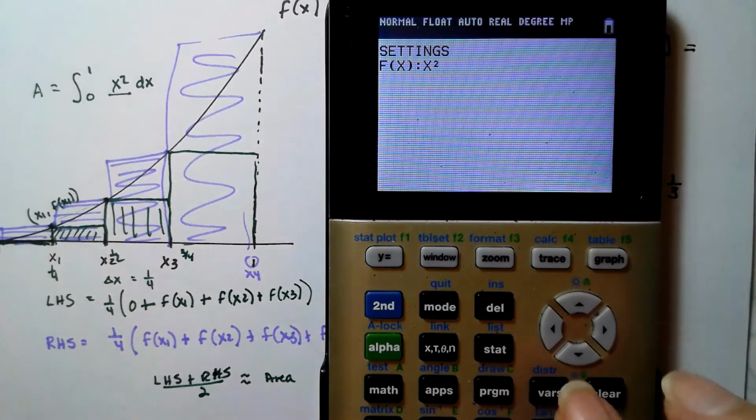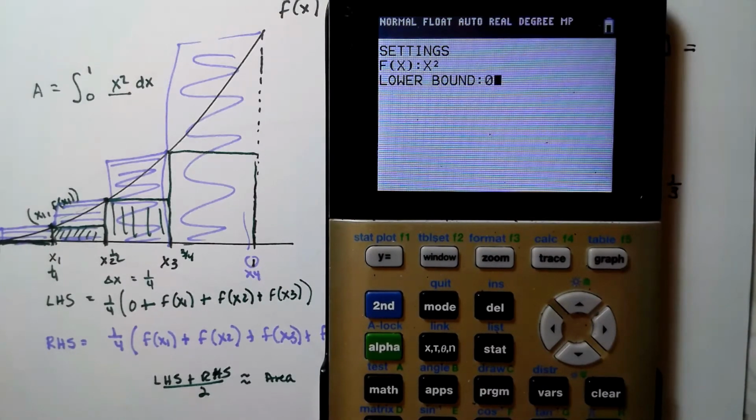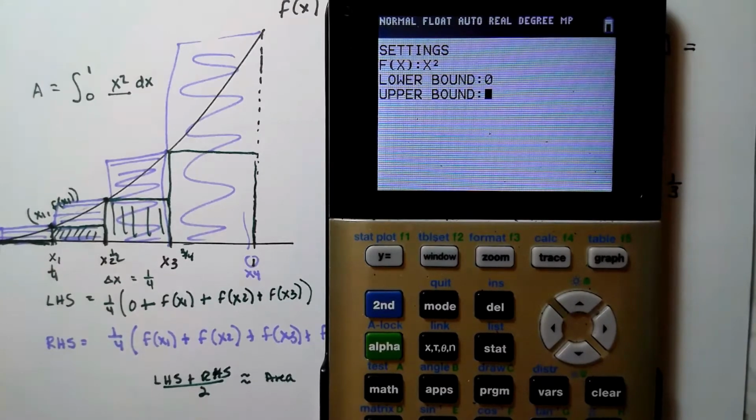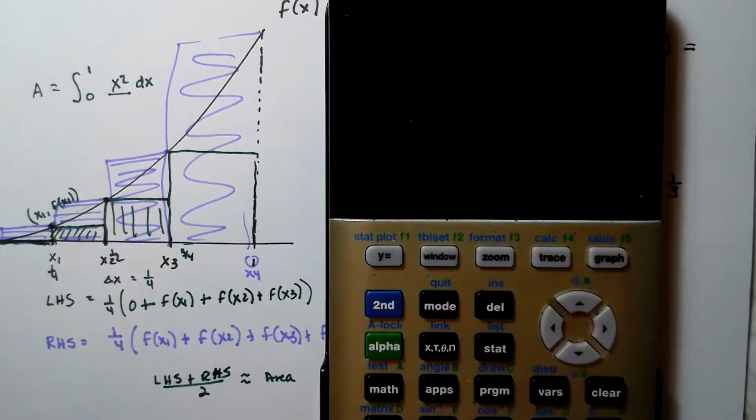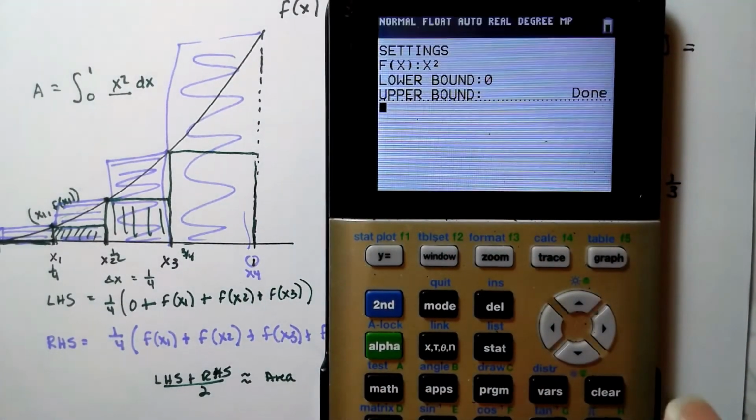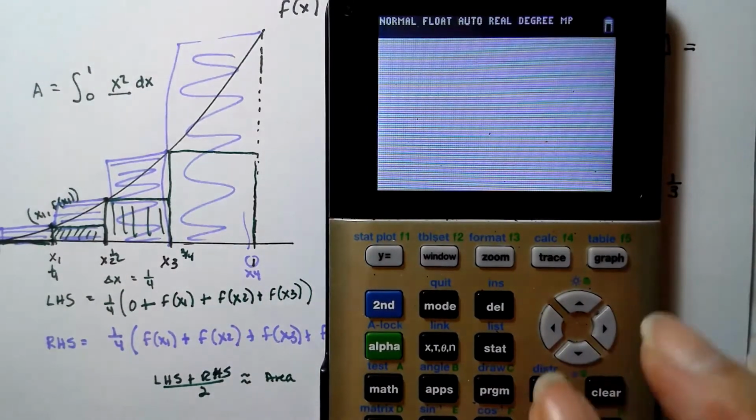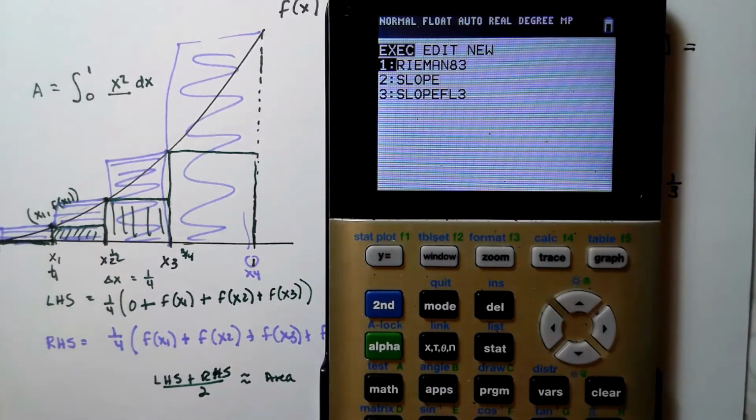By the way, I don't want you to forget to use this on your calculator. So if you remember, you're going to hit, let me get out of here real quick. Well, that was terrible. Clear. Alright, so you're going to hit the program key and Riemann 83, hit enter, and then hit enter again.